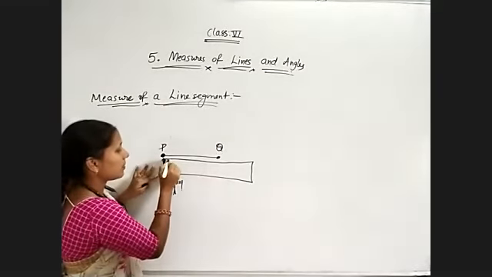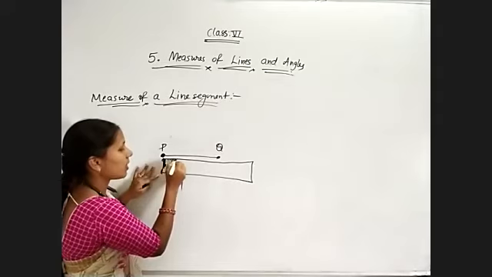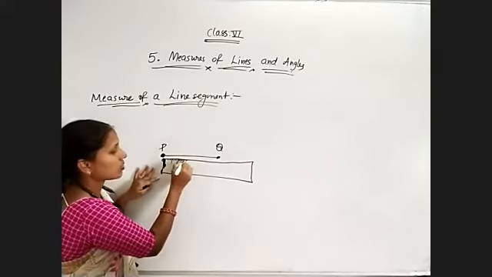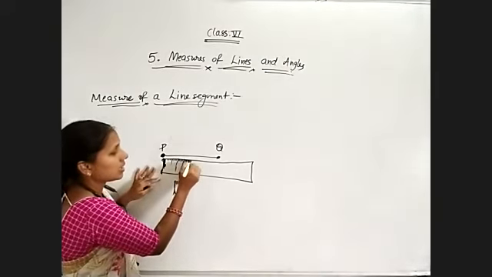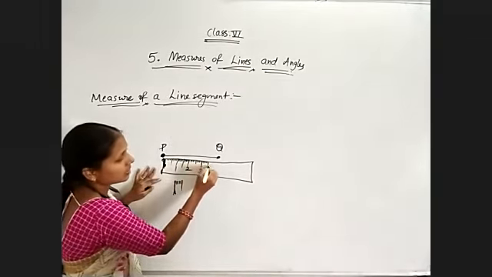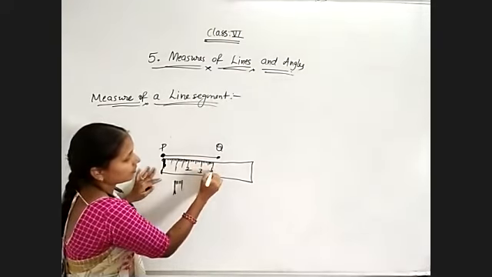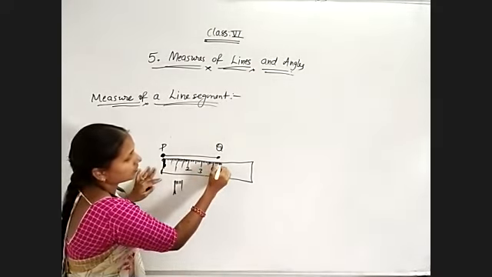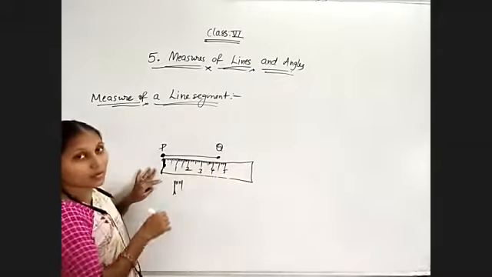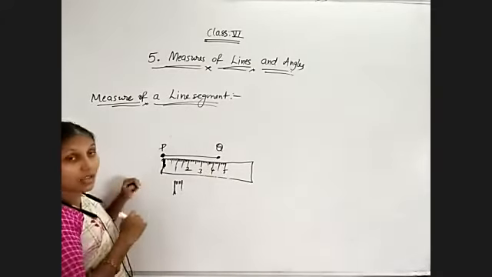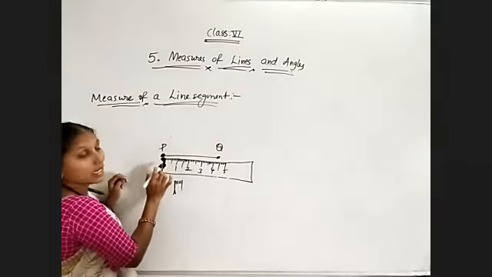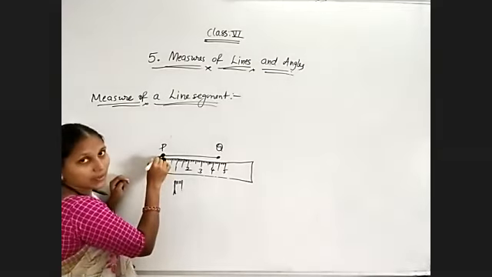After that, we will get 1 centimeter, 2 centimeters, 3 centimeters, 4 centimeters, 5 centimeters, 6, like this I will get a total of 15 centimeters. Now I want to know what the length of this PQ is. So as I told you, wherever P is, first place your scale's 0 centimeters mark on that P.